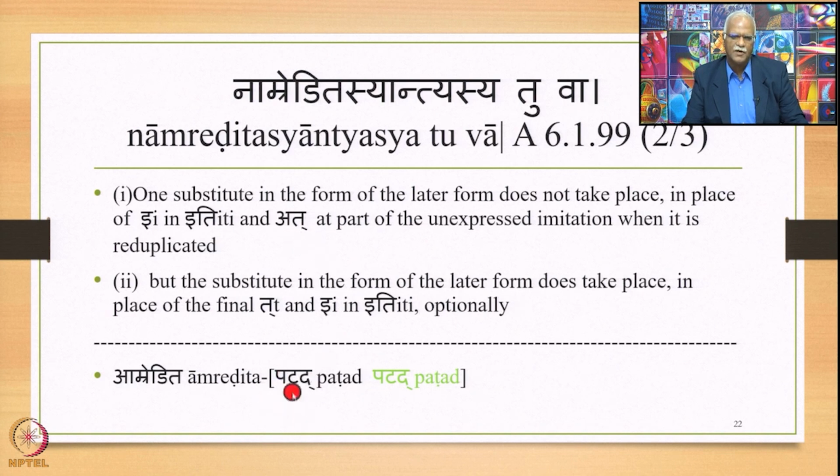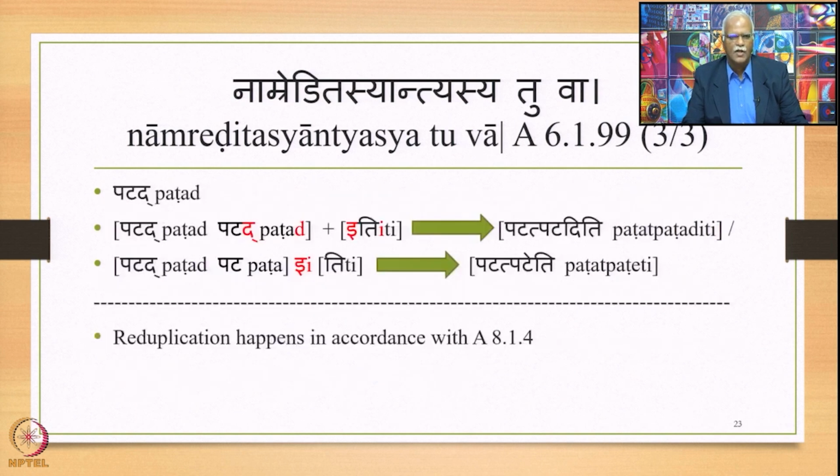So we have this patat and patat. When it is uttered twice, the second part patat is called amredita, and this is what is getting operationalized. So patat is one imitation of the unexpressed sound in nature. When it is reduplicated because of 8-1-4 nitya vipsayoh, we have patat patat followed by iti.